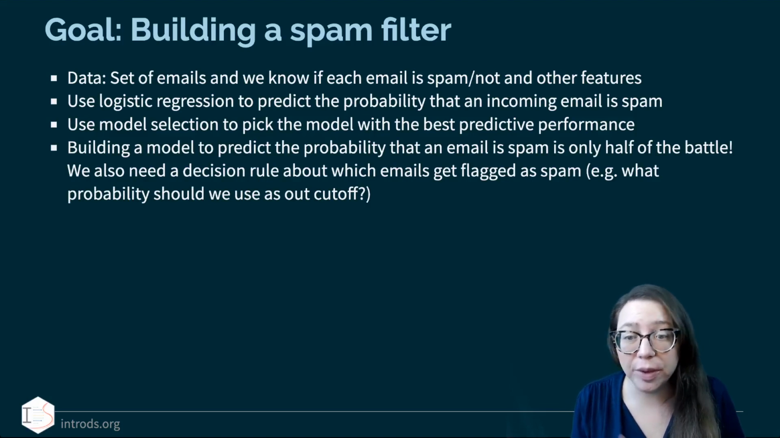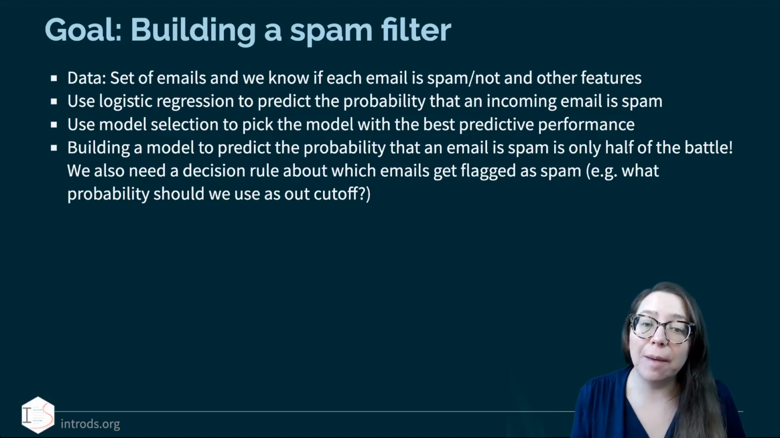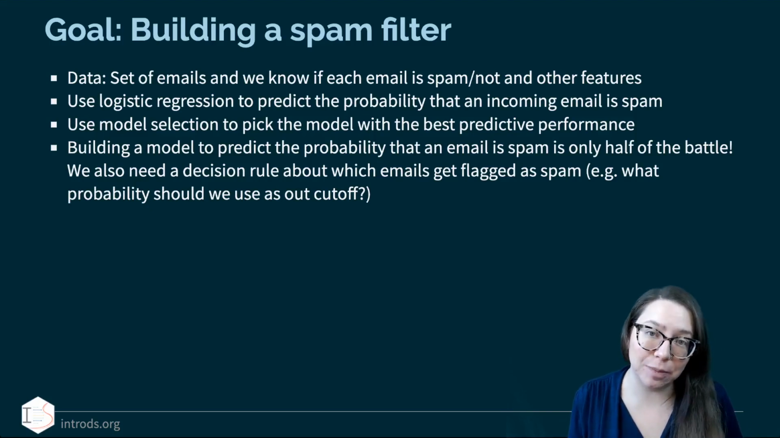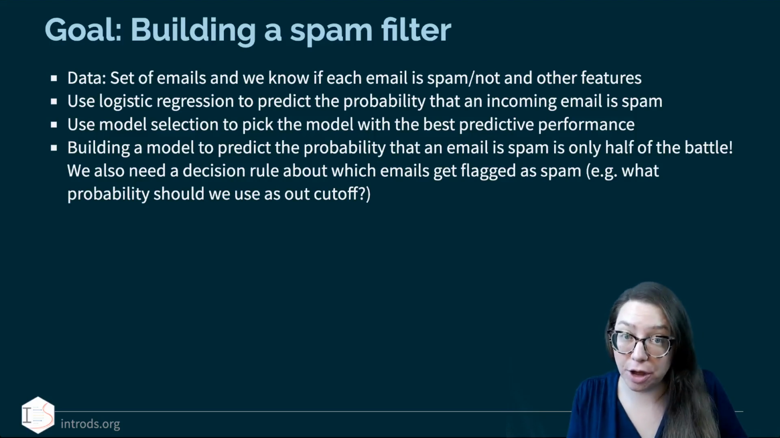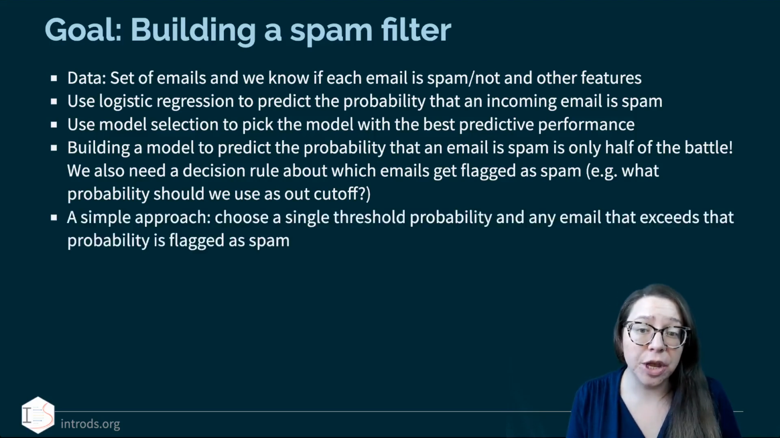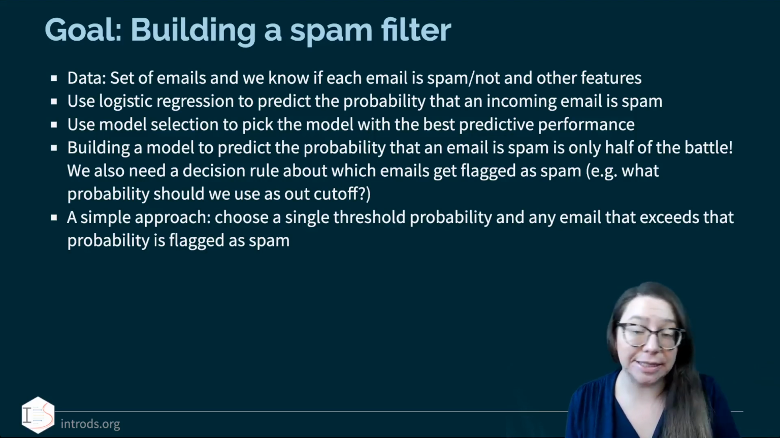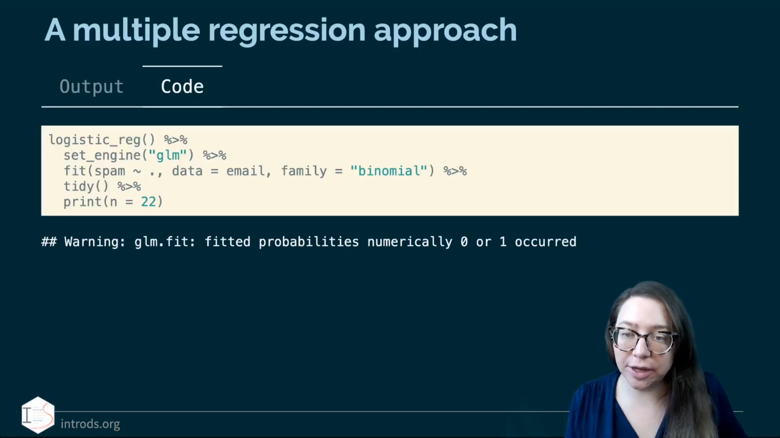But building a model to predict the probability that an email is spam is really only half the battle. We also need a decision rule about which emails get flagged as spam. So once we know the probability that the model predicts an email as spam, what probability should we use as a cutoff to identify an email as spam or not? A simple approach would be to choose a single threshold probability, and any email that exceeds that probability automatically gets flagged as spam. So let's take a look at an example.